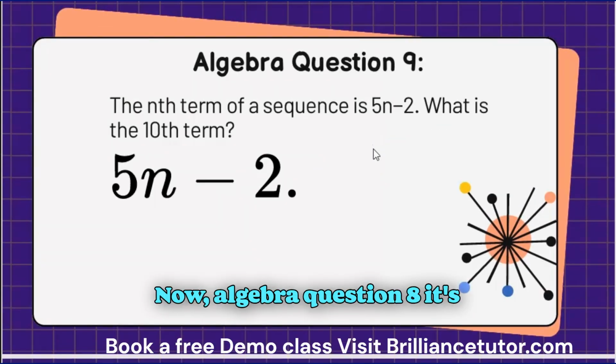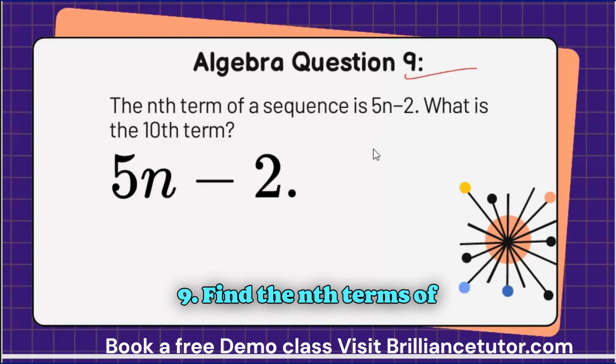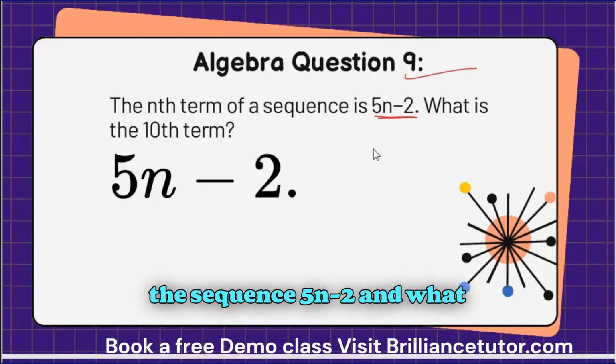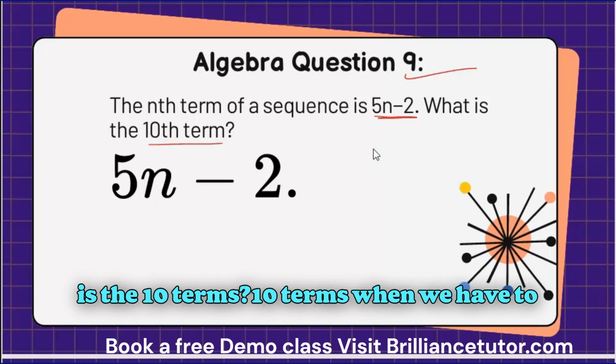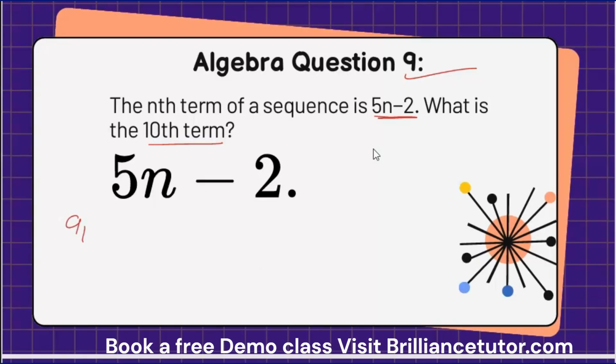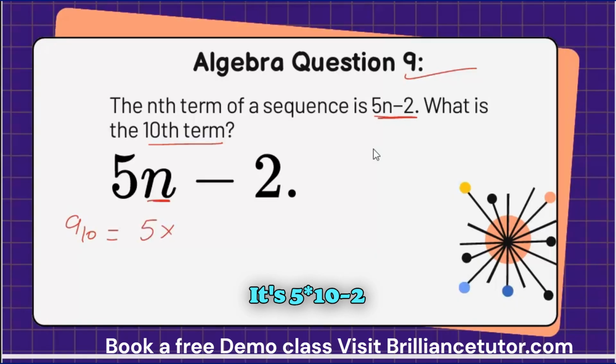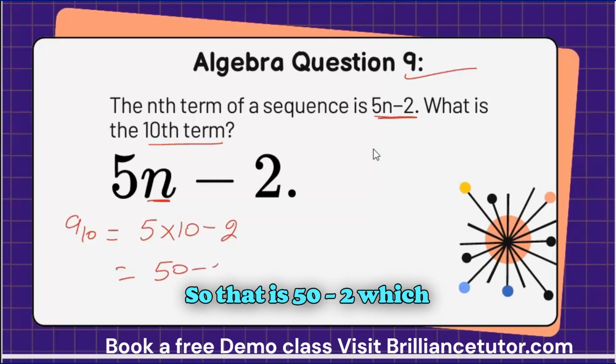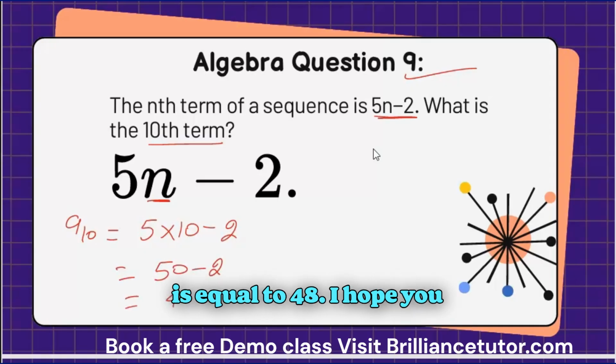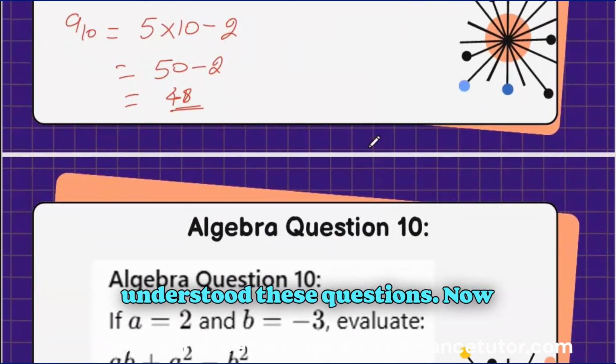Now algebra question 9. Find the nth term of the sequence 5n minus 2, and what is the 10th term? When we have to find a10, we have to put the value 10 here. It's 5 into 10 minus 2, so that is 50 minus 2, which is equal to 48. I hope you understood these questions.